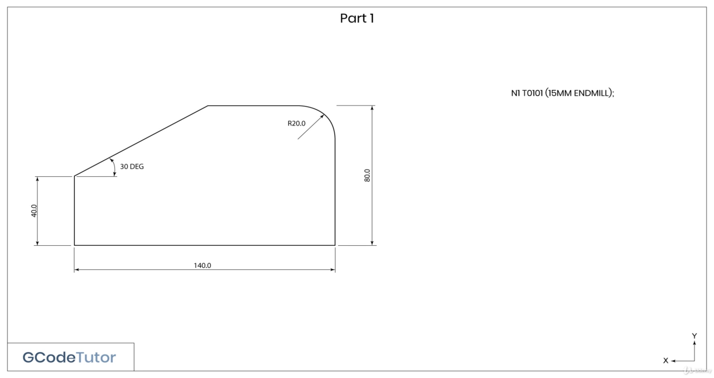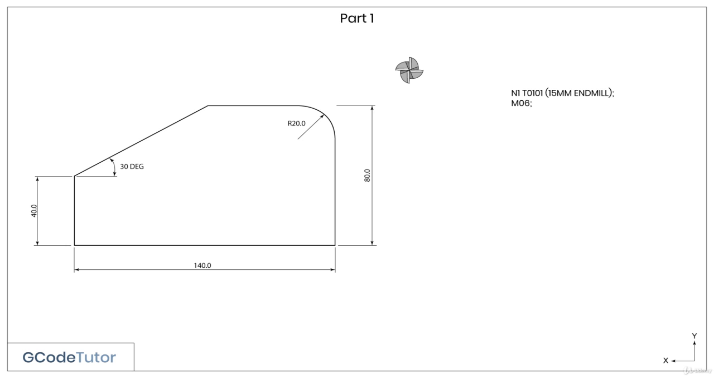The first line is our tool call line. It's where we tell the machine what tool and what offset we're going to be using. So I'll start off with the search number N1, then followed by T0101. That defines tool 1 and offset 1. The 15mm end mill in brackets is an operator's note, so the operator knows which tool we're running. This is not read by the machine.